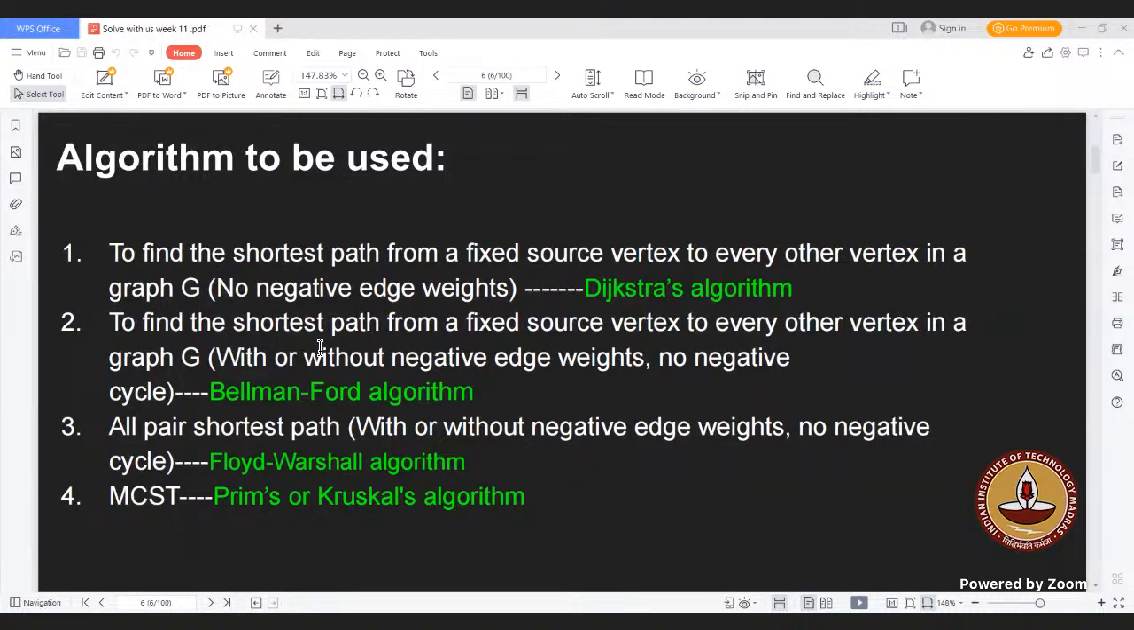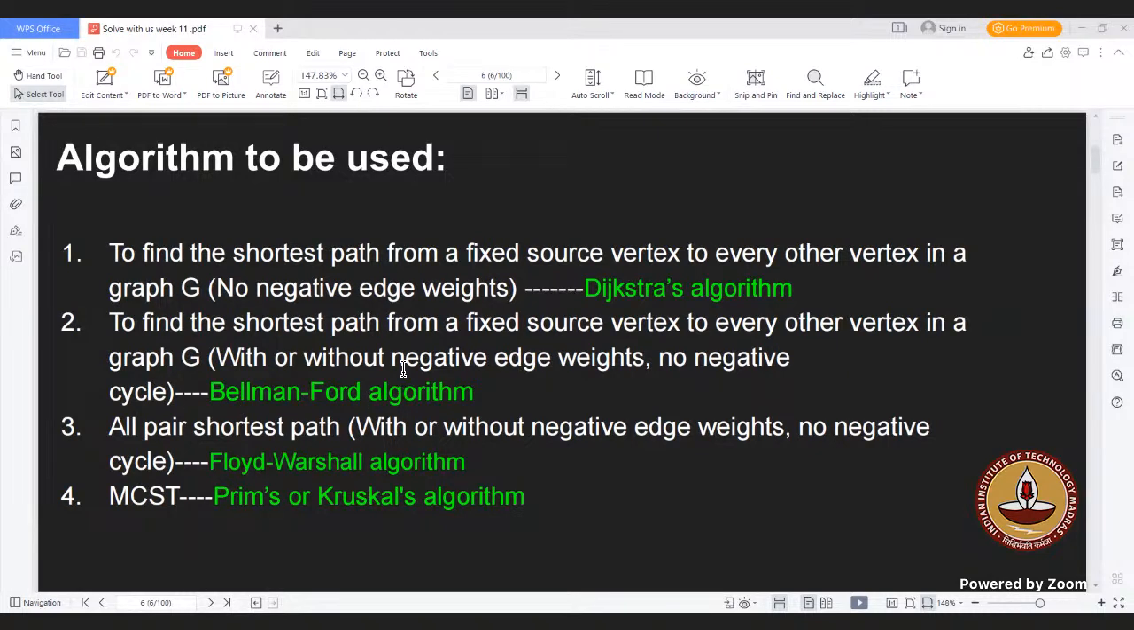So we'll see the second one, which is the Bellman-Ford algorithm. This is also similar to Dijkstra. We'll find the shortest path from a fixed source vertex to every other vertex. But in this case, the graph can or cannot have negative edges. It will work in both cases.